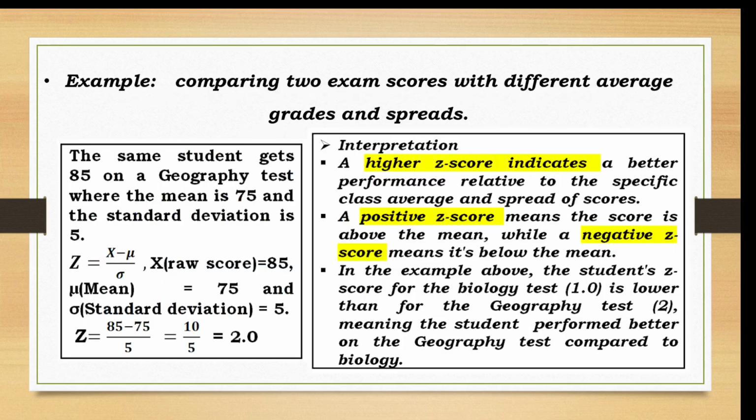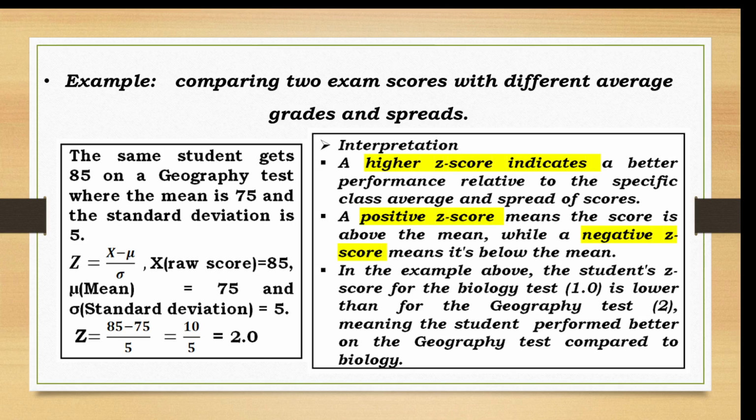The same student gets 85 on a geography test where the mean is 75 and the standard deviation is 5. Applying the same formula, you will get a Z score of 2. Interpretation: a higher Z score indicates a better performance relative to the specific class average and spread of scores. A positive Z score means the score is above the mean, while a negative Z score means it is below the mean.